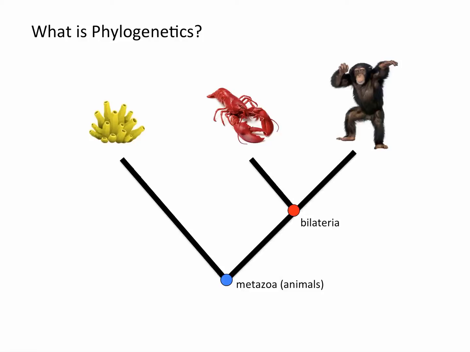Phylogeny also includes information of time, with the present at the top of the tips and the past at the bottom. In this way, the blue dot represents the last common ancestor of all animals, and the red the last common ancestor of all bilaterians.